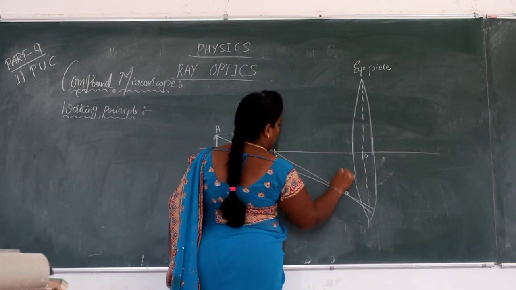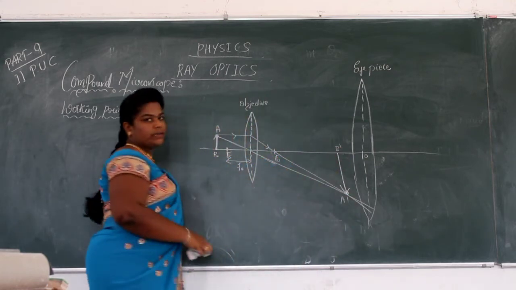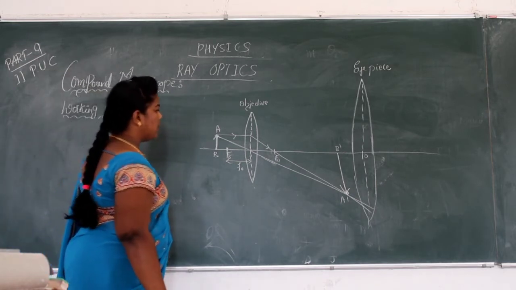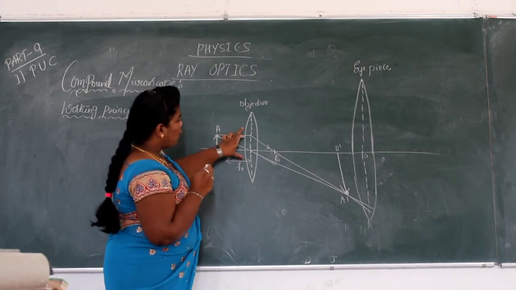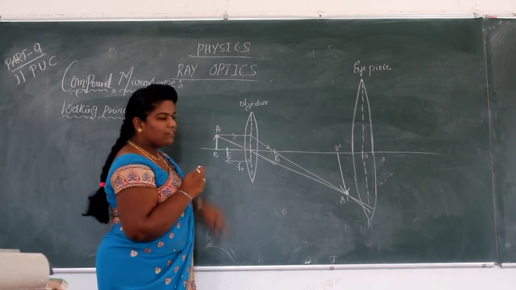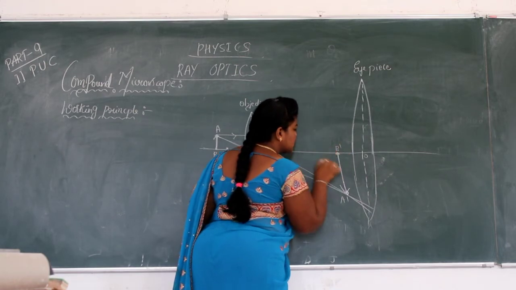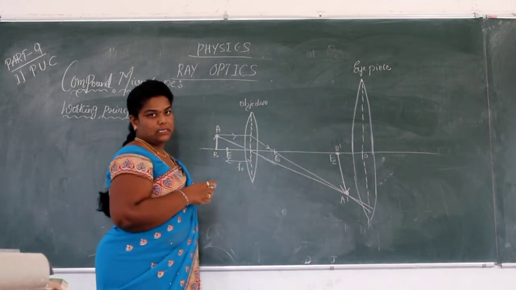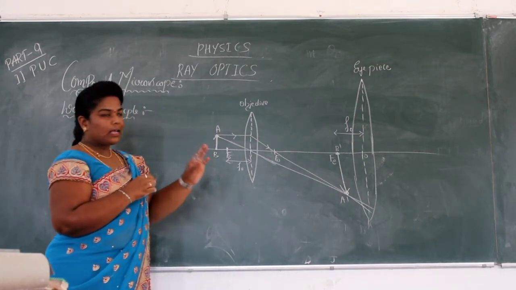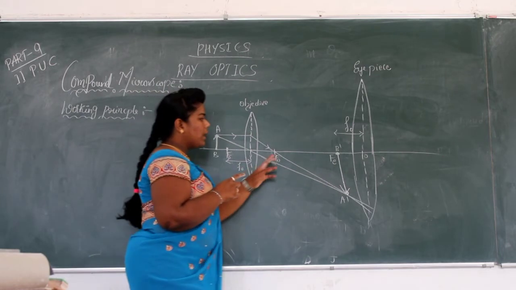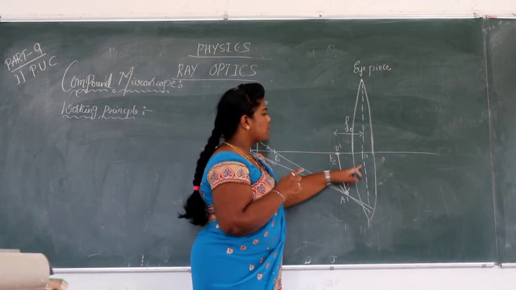Now where is the image formed? The image is formed here, inverted, B dash A dash. My dear students, observe this very carefully. The object is placed beyond F0 of the objective lens, so the objective lens forms the image beyond C. Now this point is the principal focus of the eyepiece. The distance between this principal focus and the optic center is called the focal length of the eyepiece. Please be careful. The image is formed beyond the center of curvature, and that point is exactly the principal focus of the eyepiece.